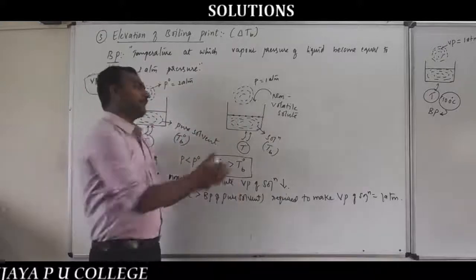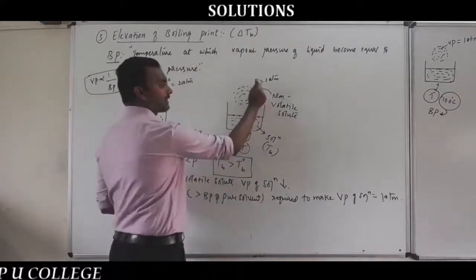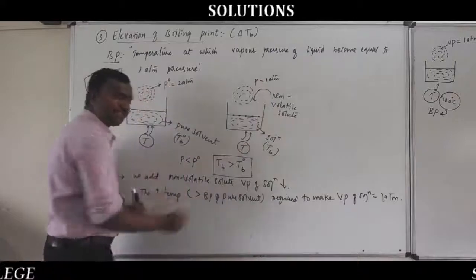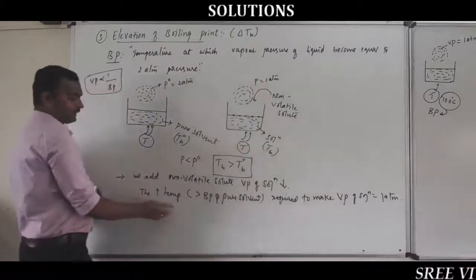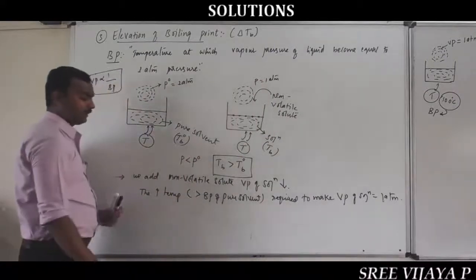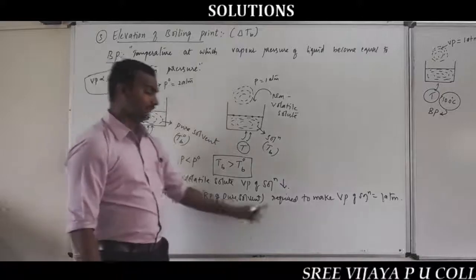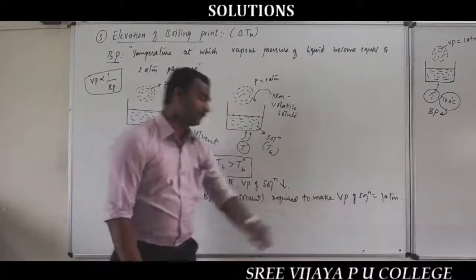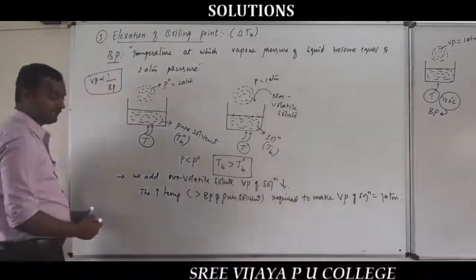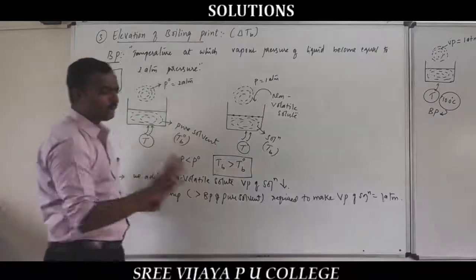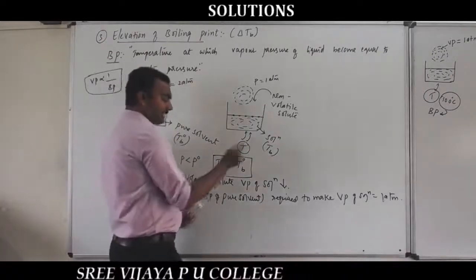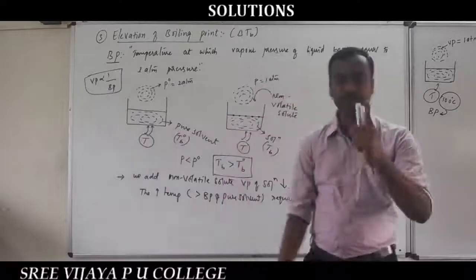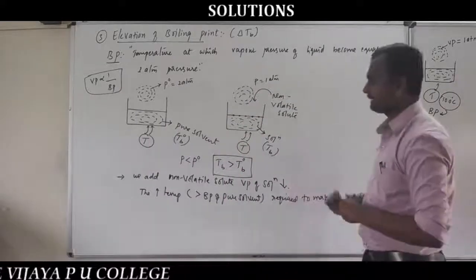Why? By adding non-volatile solute, what happens? The vapor pressure of solution decreases. Therefore, a temperature greater than the boiling point of pure solvent is required to make the vapor pressure of solution equal to 1 atmospheric pressure. So that's why the boiling point of the solution is always greater than the boiling point of pure solvent. So let me take a simple example.